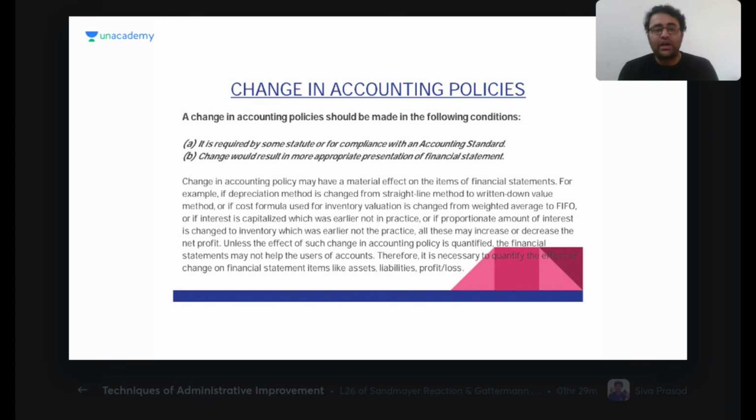Let's go through this. A change in accounting policy may have a material effect on the items of financial statements. For example, if depreciation method is changed from straight line basis to written down value method, or if cost formula used for inventory is changed from weighted average to FIFO. Now, we all know what is depreciation. And in depreciation, there are two methods: one is your straight line method and one is written down value method. So let's say 1 year you use straight line method, the next year you use WDV method. That is a change in the accounting policies. You're allowed to do it, but you also need to disclose the effect of such a change in your accounts.